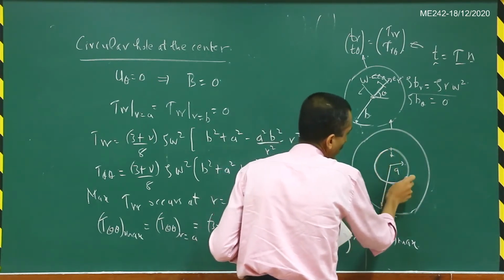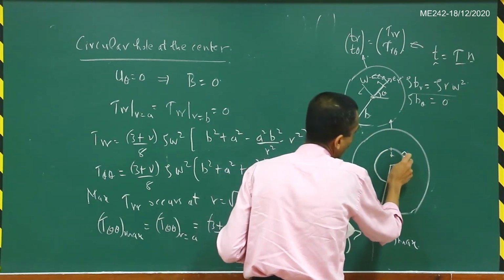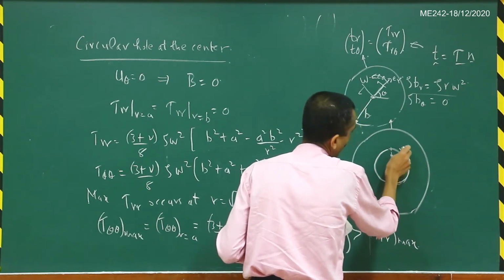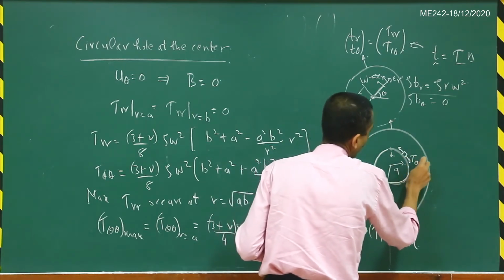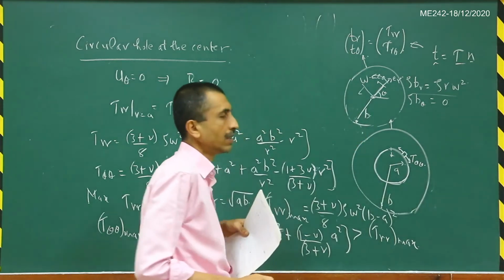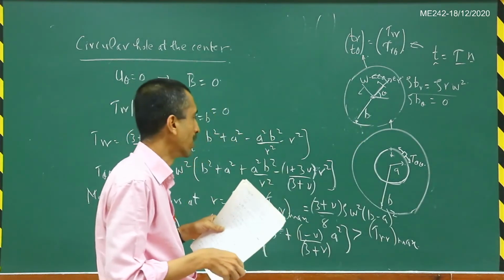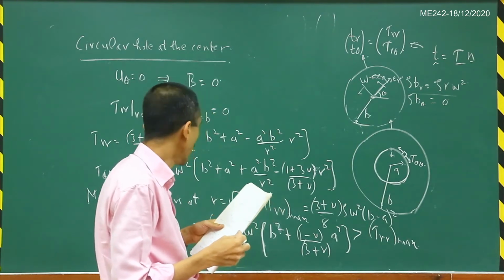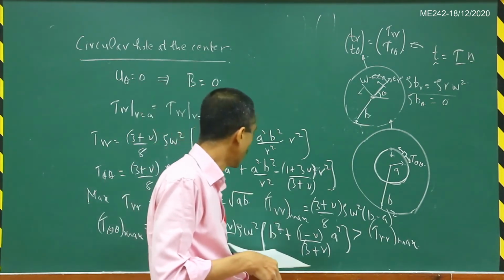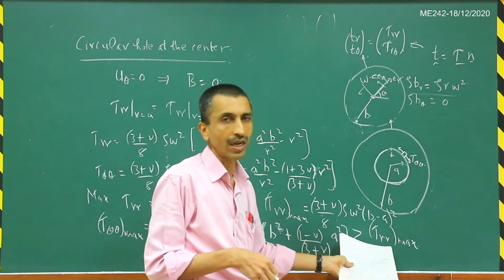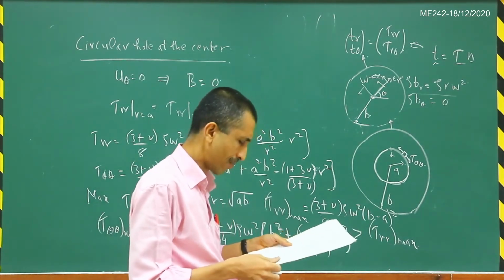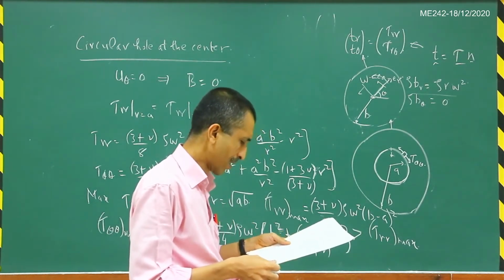So the maximum tau theta theta occurs along this edge here. If you draw an element like this, then this is your tau theta theta. The maximum occurs along that particular boundary, along that inside edge, and that maximum value is greater than tau r max in this particular case.